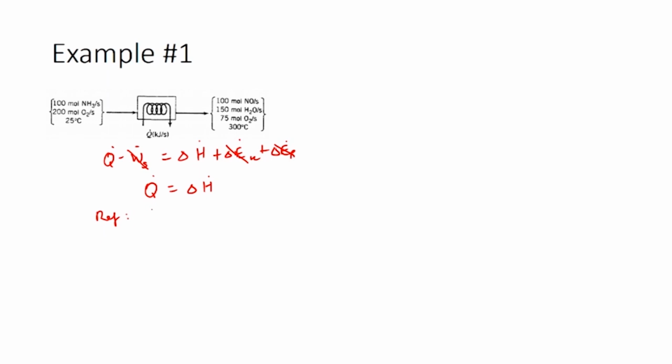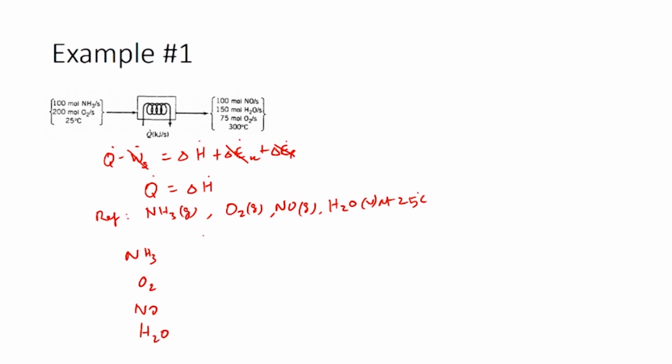So, the reference state for this would be ammonia gas and oxygen gas, nitric oxide gas and water vapor. So, which are all the components as they occur in the reaction at 25 degrees Celsius and 1 atmosphere would be the reference state. So, let us not worry about the pressure here because it is at constant pressure. So, the components which are involved are ammonia, oxygen, nitric oxide and water. So, let us now build the enthalpy table.